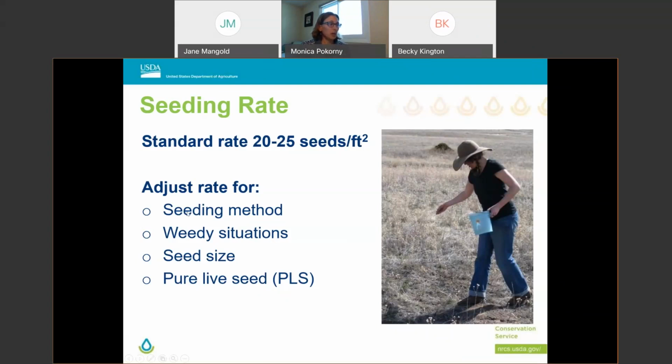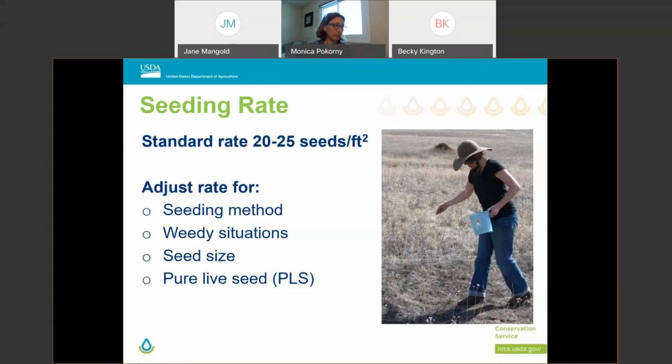We also adjust the seeding rate for the seeding method. So this is the seed rate, 20 to 25 seeds per square foot if we're using a drill seeder. When we broadcast seed, we double that rate. When we're working in a weedy situation, so we have a lot of competition, I would also suggest doubling that rate.